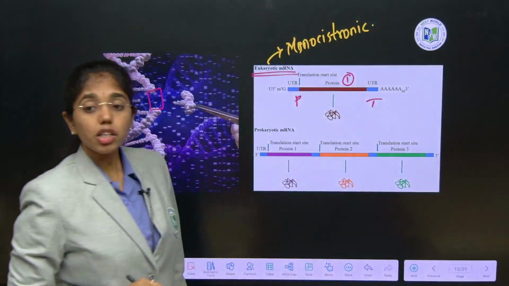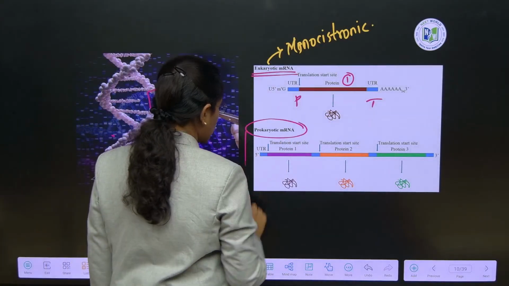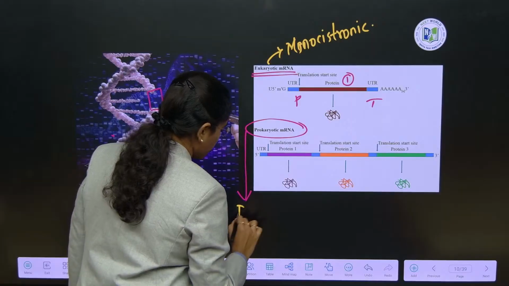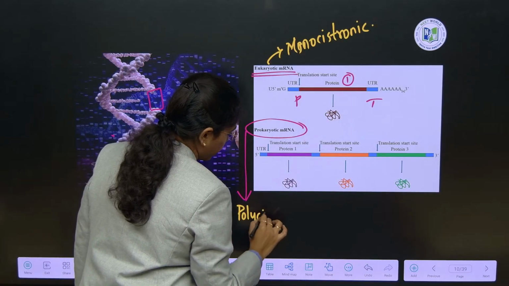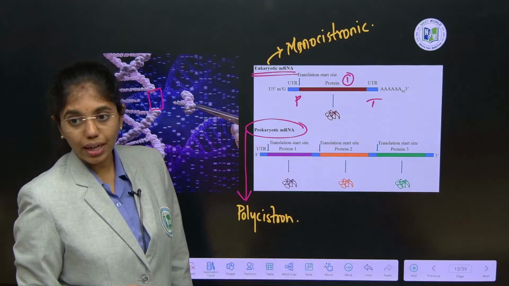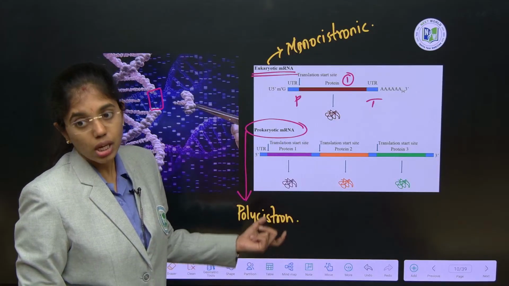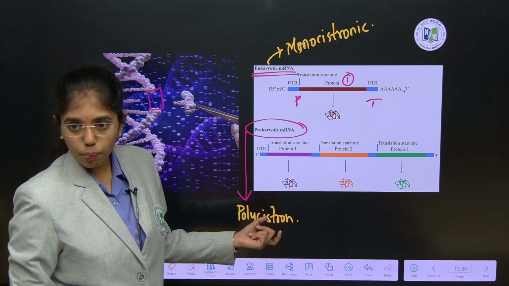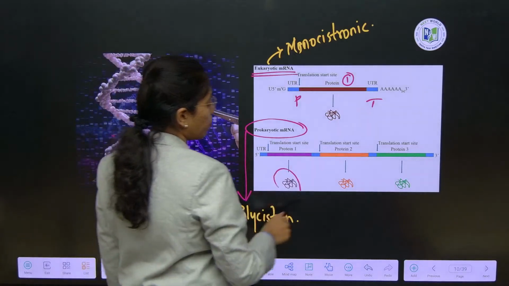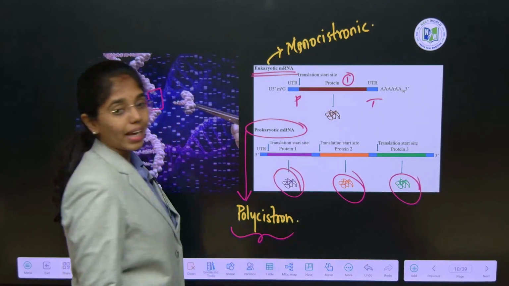Whereas in the prokaryotic mRNA, the condition is polycistronic. What does this mean? In between a promoter and terminator, at the center you have more than one structural gene. Each structural gene will be coding for a protein, right? So here multiple protein expressions are observed, which is known as polycistronic expression.